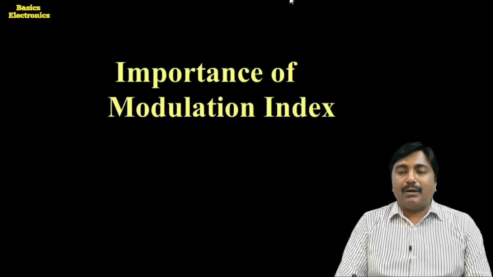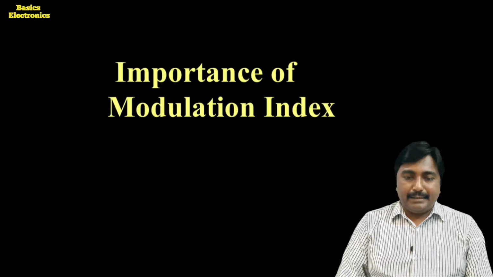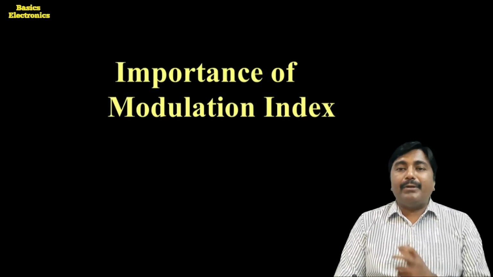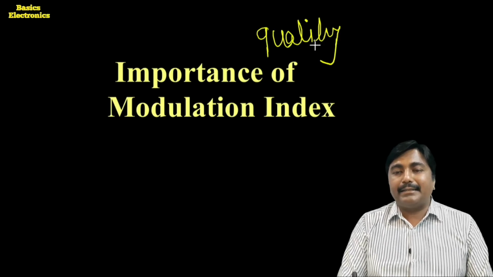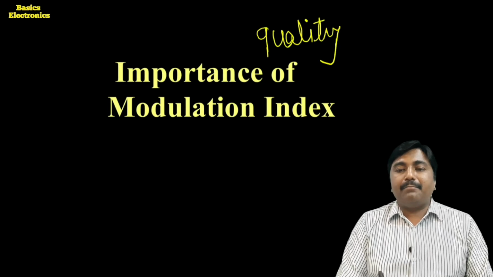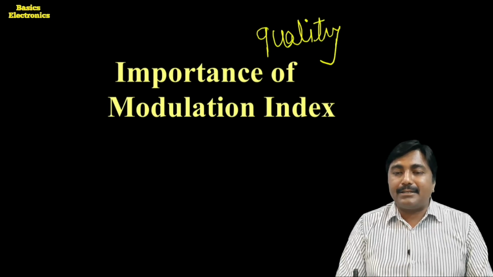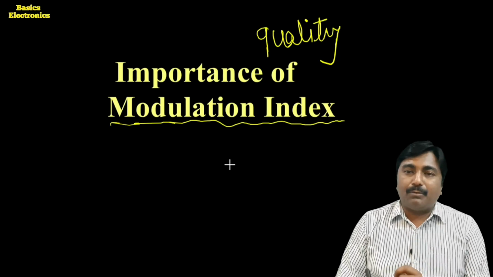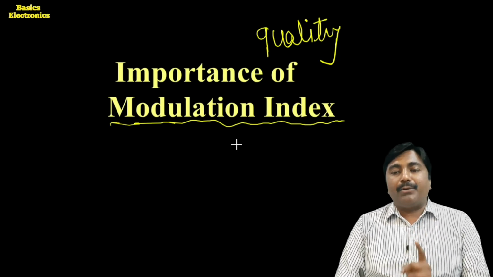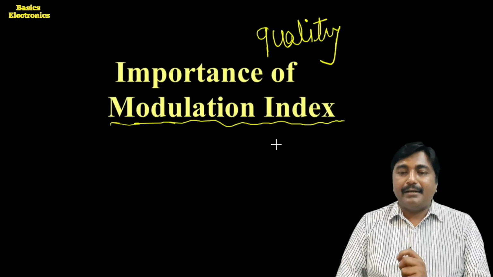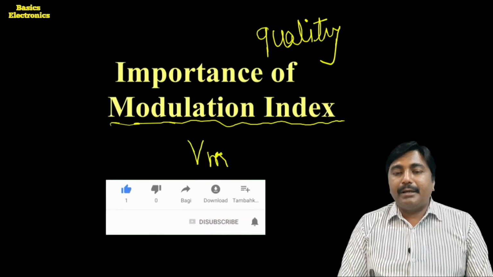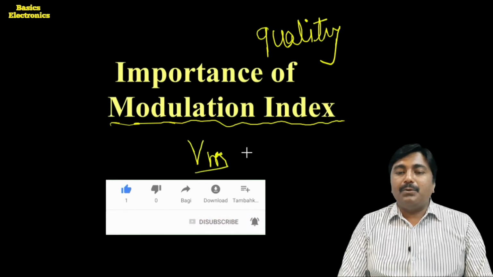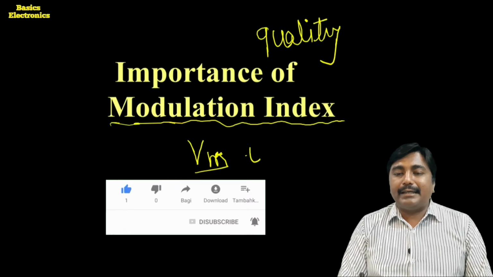Now let us see the importance of the modulation index. The modulation index is important because of the quality of the signal. The quality of the modulated signal is decided by the modulation index, by the percentage of modulation, by the value of the modulation. The modulation index is decided using the peak value of the modulating signal and the peak value of the carrier signal, Vc.